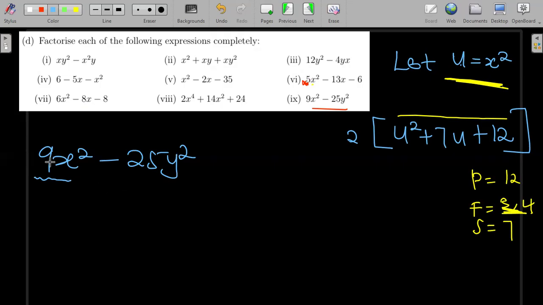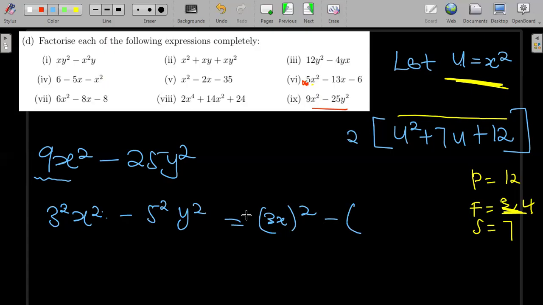So before I do that, let me write 9 as 3 squared, and then I also have x squared. Minus 25, I'll write it as 5 squared, and then I also have y squared. So from here, I see that we have a common power there. So it means I can just write 3x and then squared minus, even here I have a common power, so I can write 5y squared. Once we have this, then it will basically mean that we are done with our question.